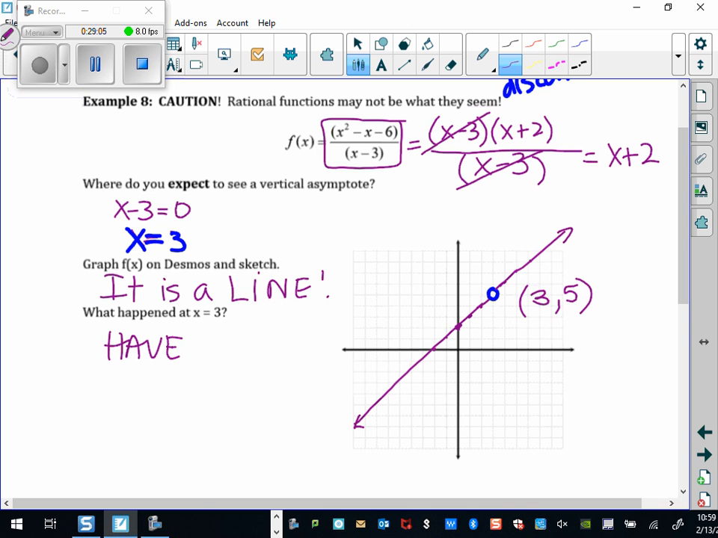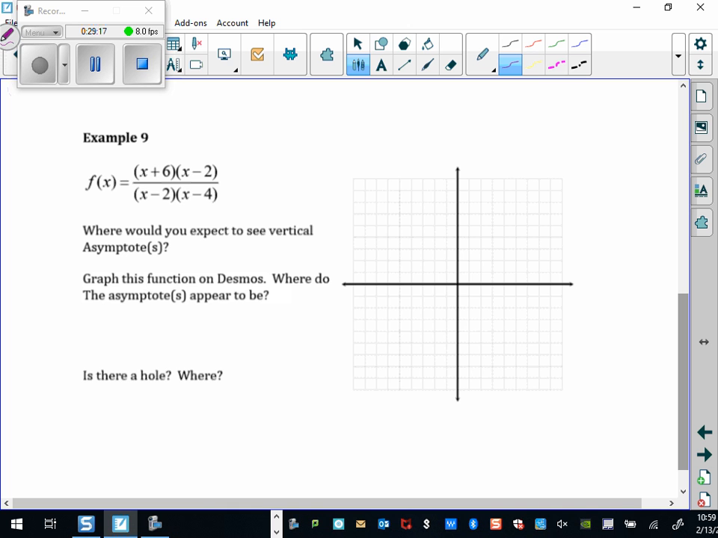Okay, so let's look at the next one, because that one's a little harder, because it isn't actually a line when we get done with it. Okay, but it's already factored for us. That was nice of us, right?